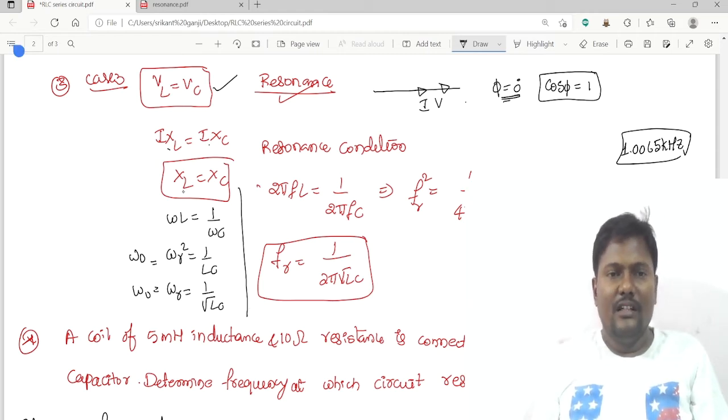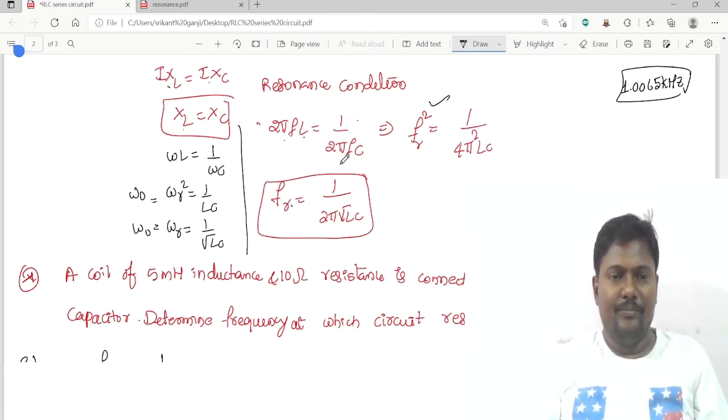We can write it in another way in terms of frequency. 2 pi FR L is equal to 1 by 2 pi FR C, where FR square is equal to 1 by 4 pi square LC. So the resonant frequency formula is 1 by 2 pi root LC.